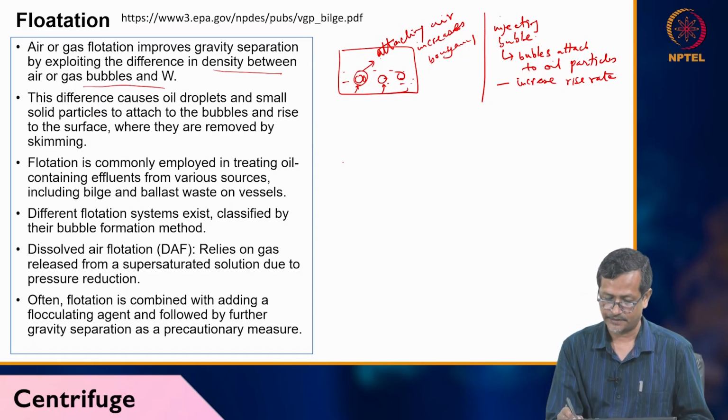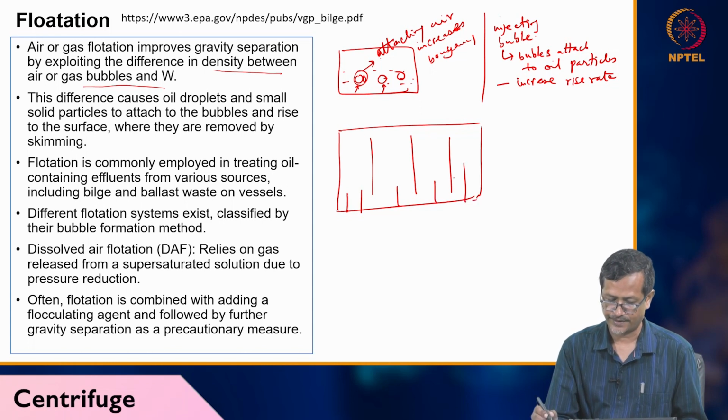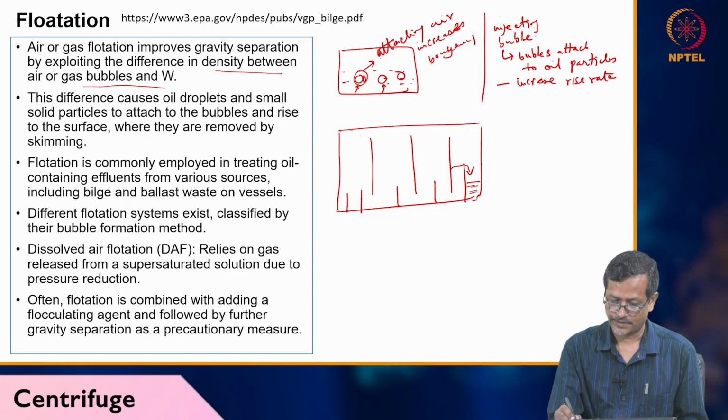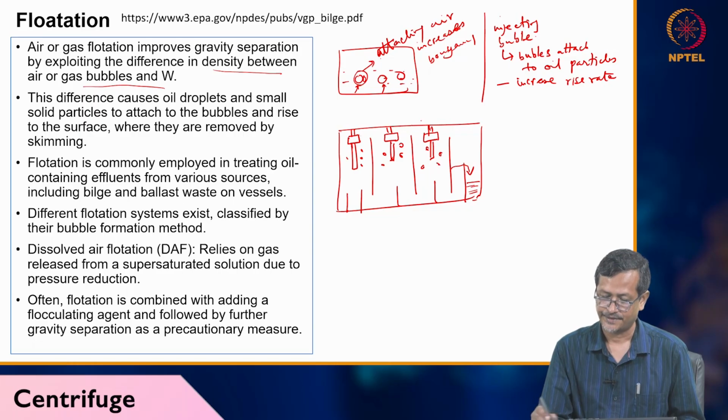So here I will draw one picture. I have an eductor here, eductor here, eductor here. How will the gas be injected? You create lots of bubbles here, bubbles here, bubbles here. And where will the bubbles be coming from? Gas inlet here.